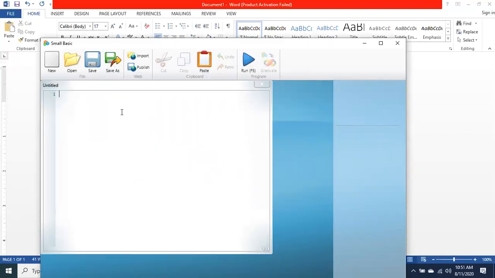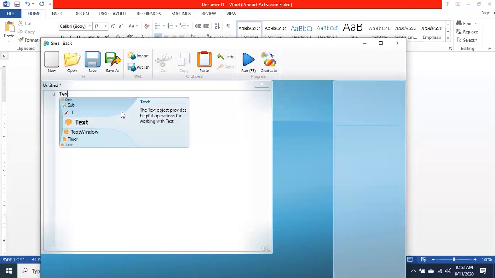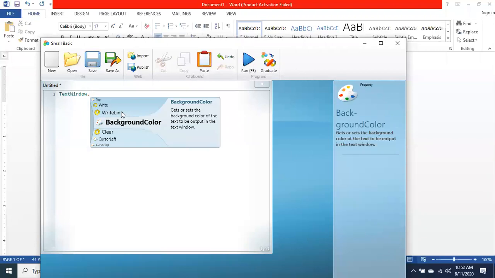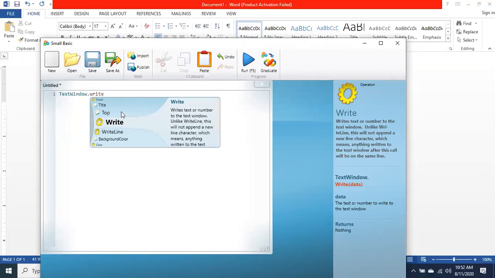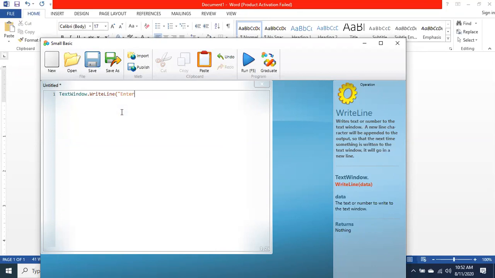Now you know very well that if we take input for the temperature, what do we write over here? I will write text window dot write line, enter a temperature in Fahrenheit. In F means Fahrenheit, so that we will convert it.